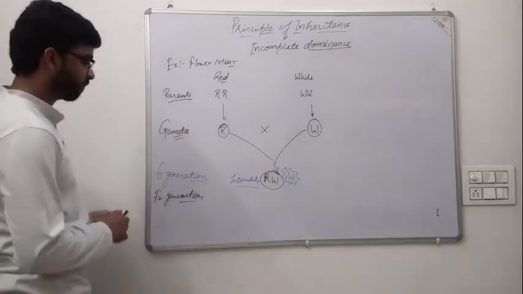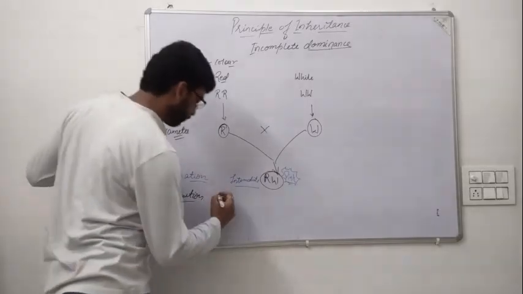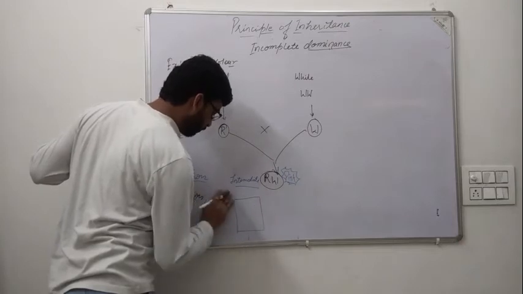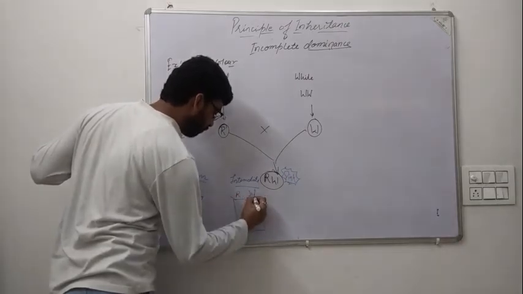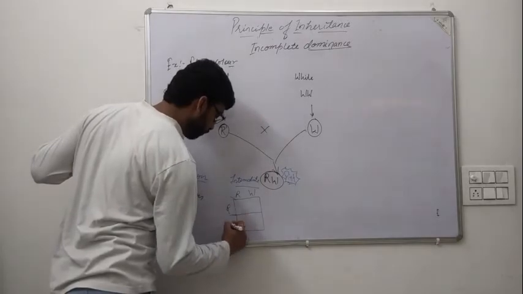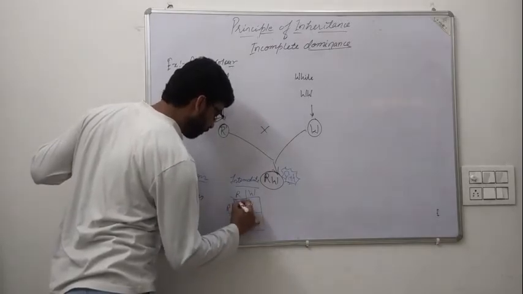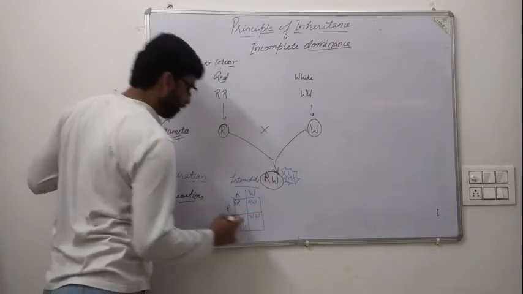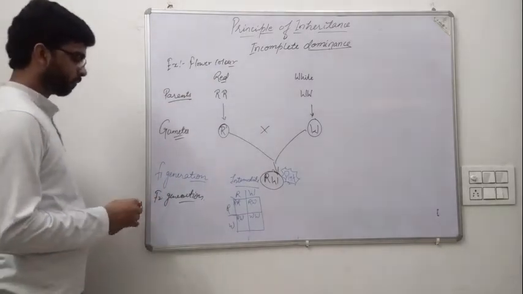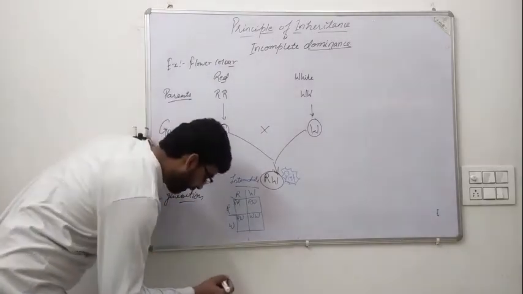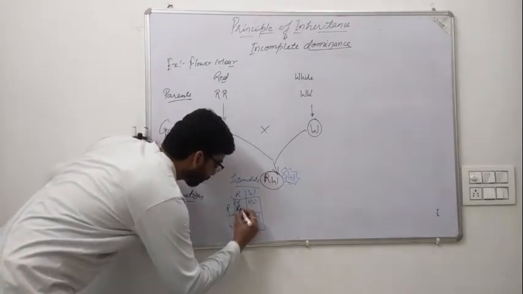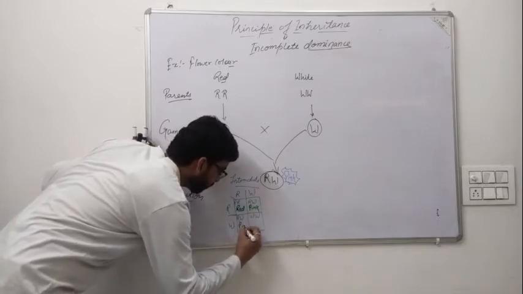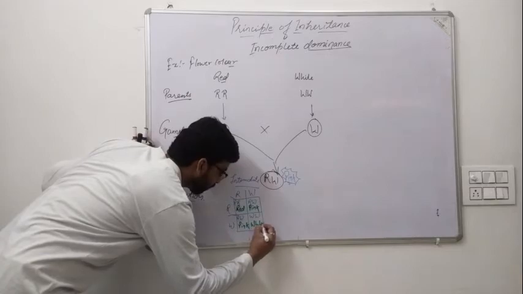Now what do we do for the F2 generation? For the F2 generation, we again make a Punnett square with RW and RW: RR, RW, RW, WW. Now RR is red, RW pink, RW pink, and WW white.